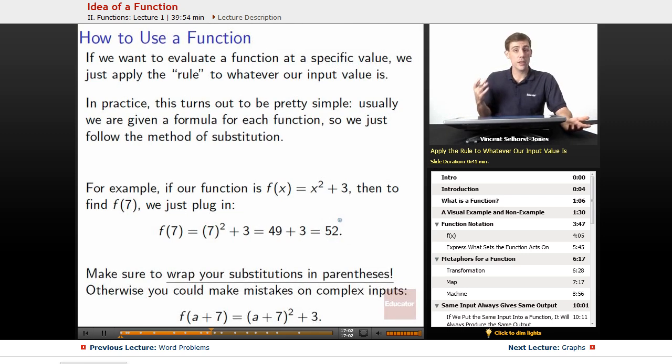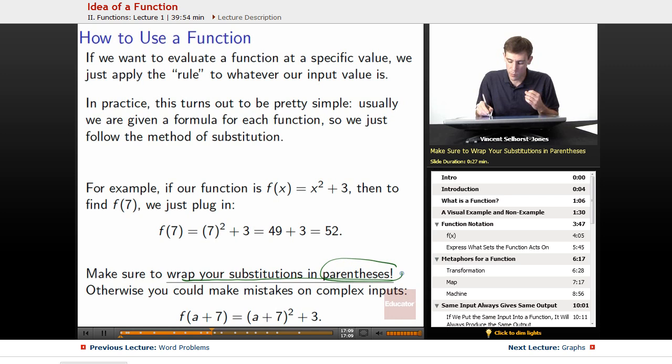If we want to look at a slightly more complex example, though, we see why it's so important to wrap your substitutions in parentheses. So if we consider a slightly more complex input like a plus 7, then we have to have it in parentheses because it's not just the a that gets squared. It's not just the 7 that gets squared. It's all of that thing that went in. All of that thing is both the a and the plus 7. It's a plus 7. That's that whole number combined. It's not a squared plus 7. It's not a plus 7 squared. It's a plus 7, whole thing squared, and then plus 3.